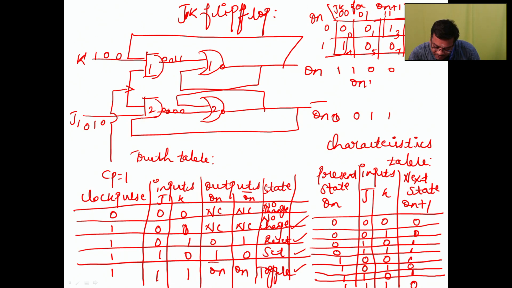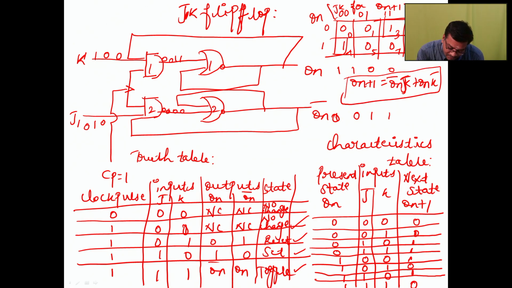So Qn plus 1 equal to Qn bar into K, Qn bar into K bar plus Qn into Qn bar into J plus Qn into K bar. So this is the final answer for the characteristic equation.